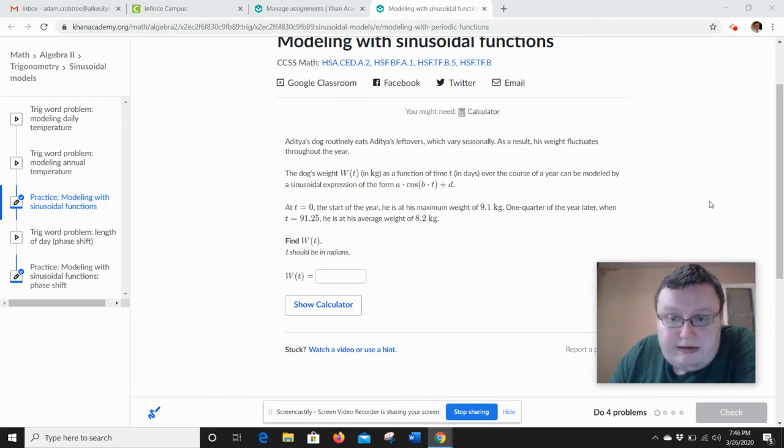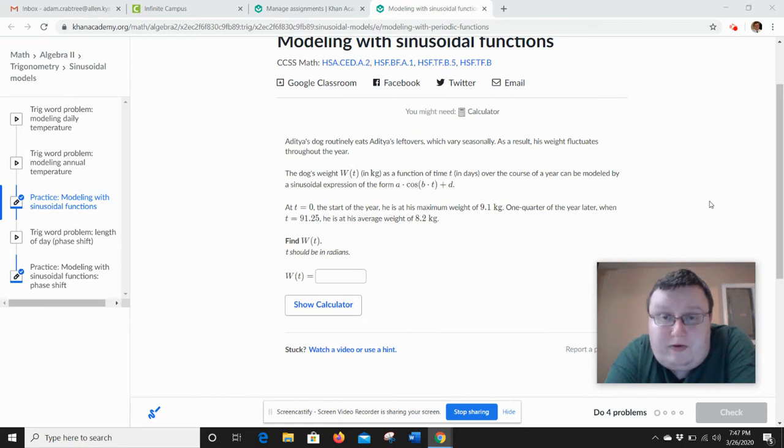We're also told that he reaches his average weight at T equals 91.25, and his average weight is 8.2 kilograms. What is the average weight in terms of the trig function? What's that average going to be? For a sinusoidal trig function, which is sine and cosine, what is the average value for that function? Where does that fall geometrically along the graph?